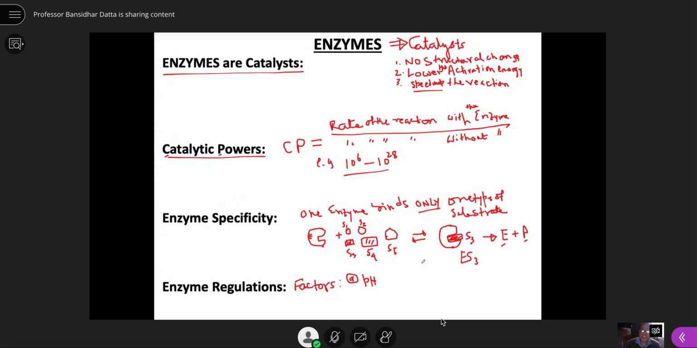So every enzyme has a specific pH. Their activity is optimum in a particular pH. So pH is one of the factors that can affect the activity of the enzymes.